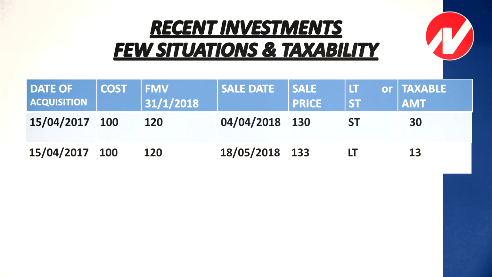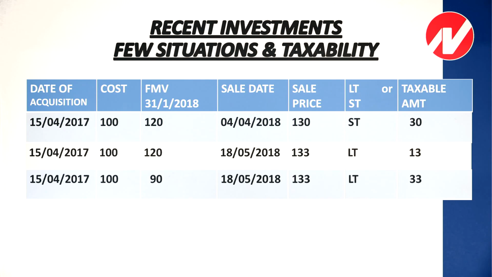FMV and sales price compare karo, take whichever is less. 120 and 133, whichever is less will be 120. 120 came in B, 100 came in A, whichever is higher will be 120. Your capital gain will be the difference between 133 and 120, that is 13 rupee. This 13 rupee, if above 1 lakh, then such excess will be taxable at the rate of 10%. Look at the third situation. Third situation talks about this way.